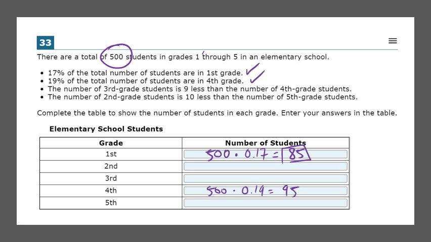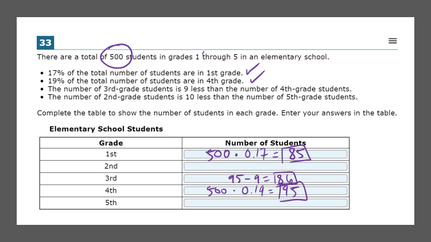Now using my next piece of information, it says the number of third grade students is 9 less than the number of fourth grade students. So if I do 95 and I subtract 9 from it, what I should get is my grand total of third grade students, which is now 86. So 95 minus 9, I get 86 students here.